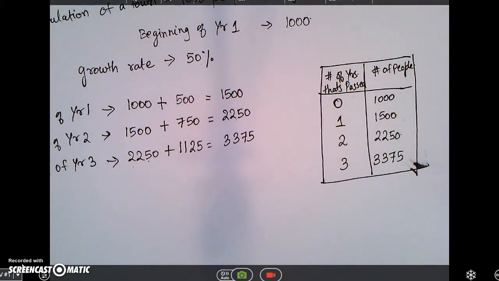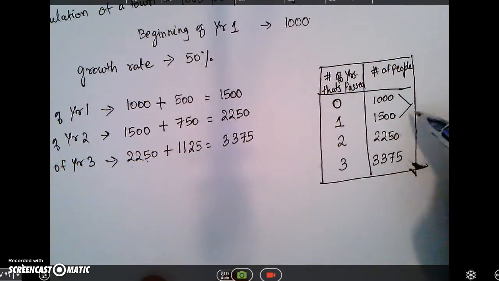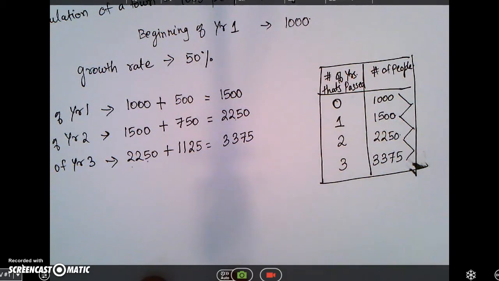So let's see if it is an exponential function. For it to be an exponential function, I should have a common ratio between the consecutive y values. All right. So the common ratio b.